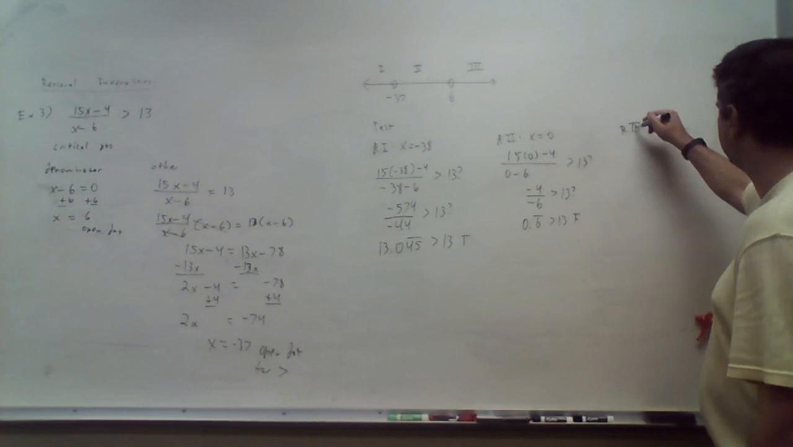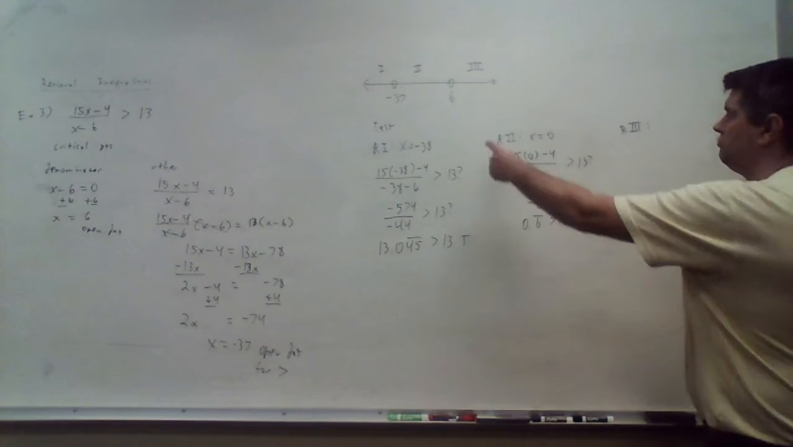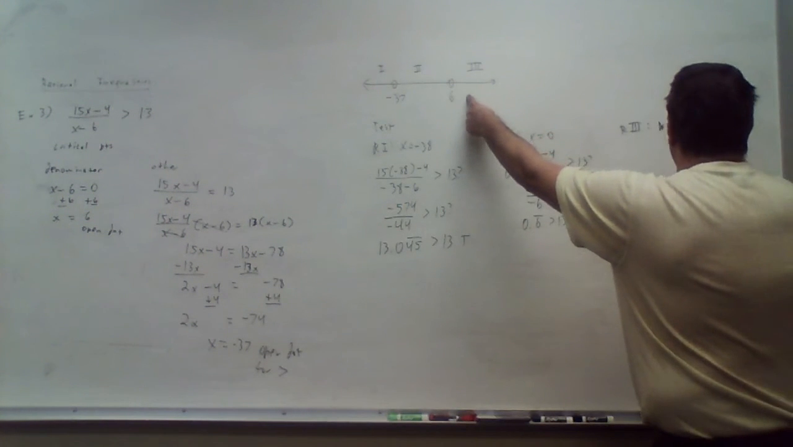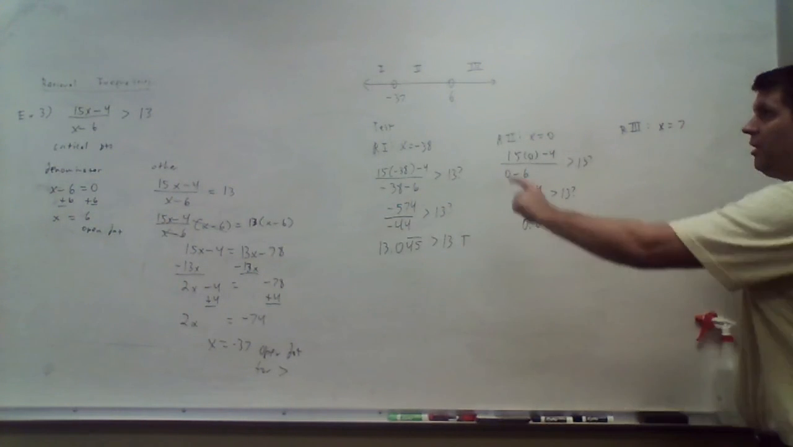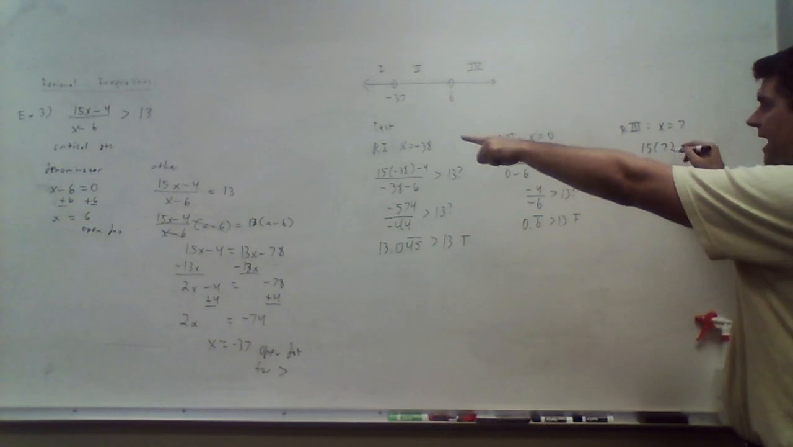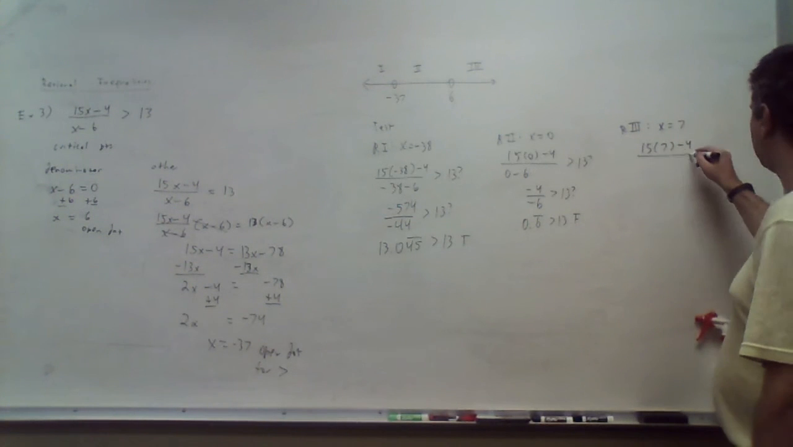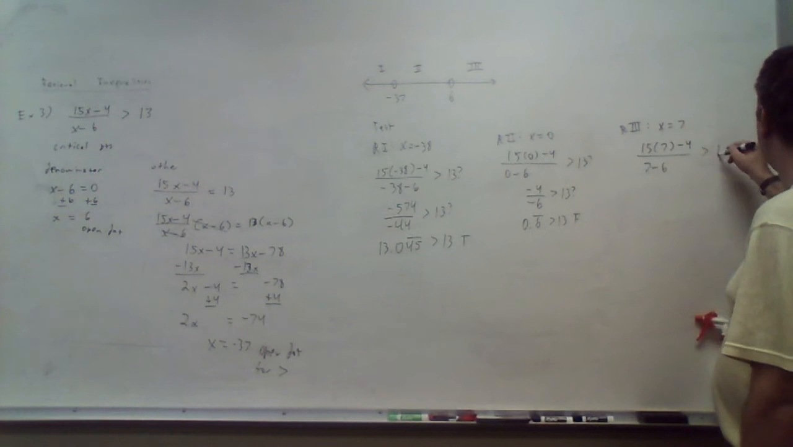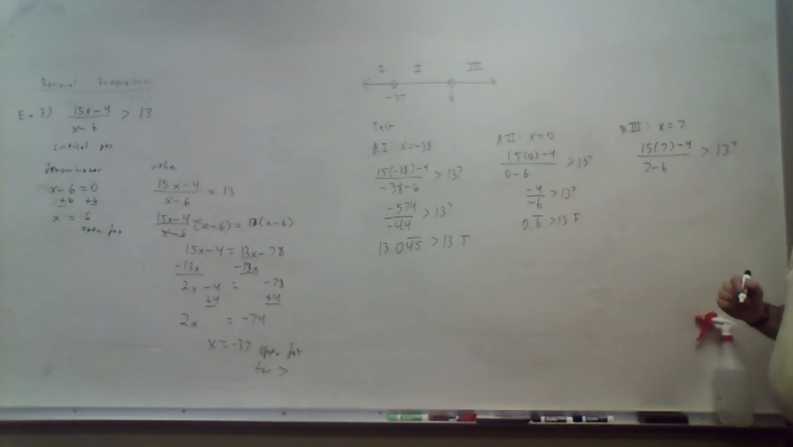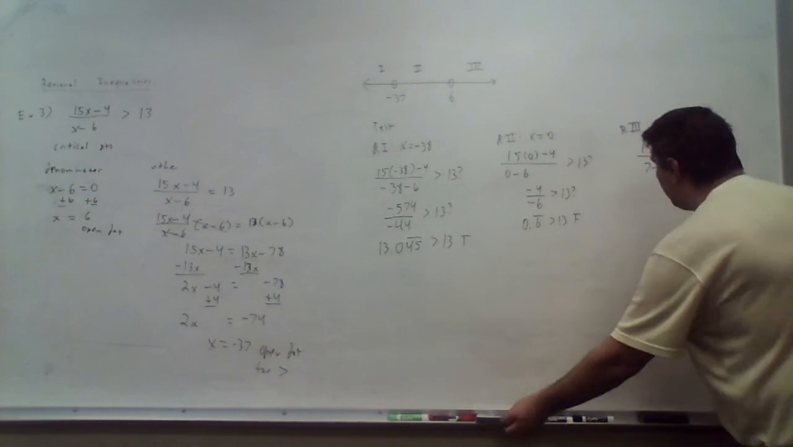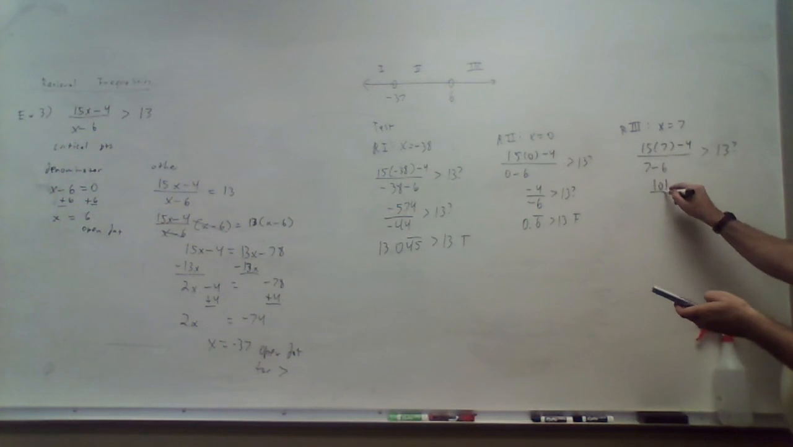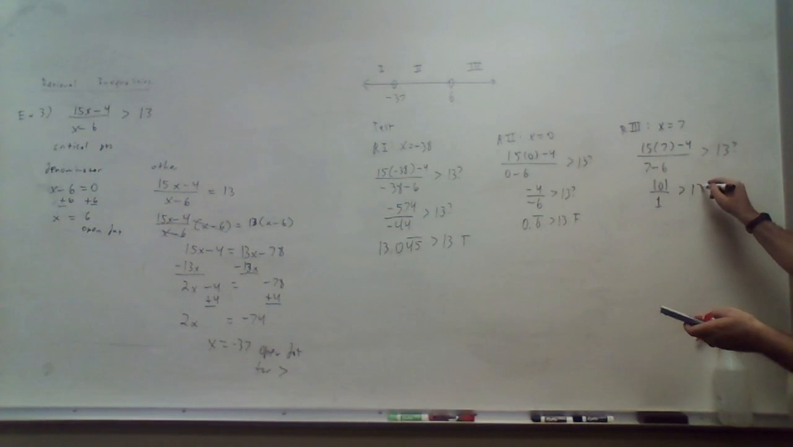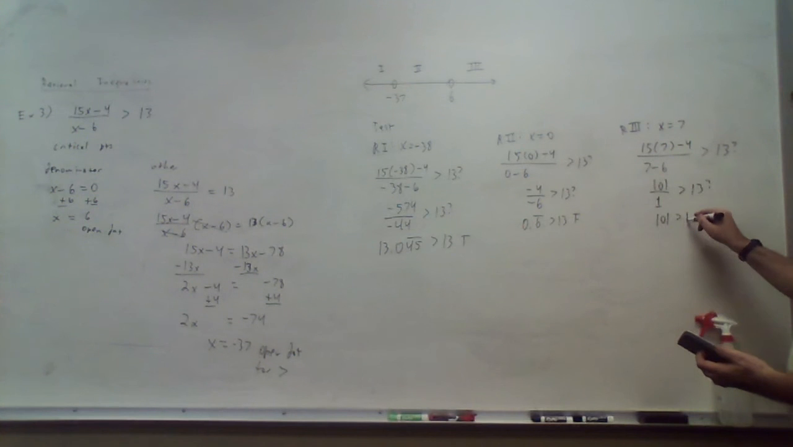Okay, region 3. We'll let x equal 7. So I want to know if 15 times 7 minus 4 over 7 minus 6 is greater than 13. Now, each one separately. 15 times 7 is 105 minus 4, 101. And that's over 1. 101 greater than 13 is true.